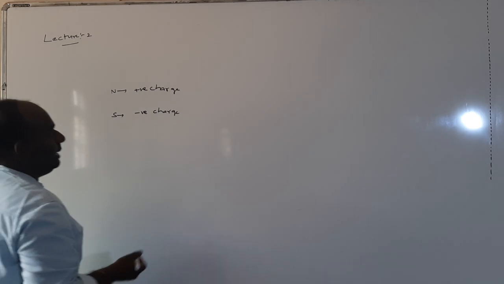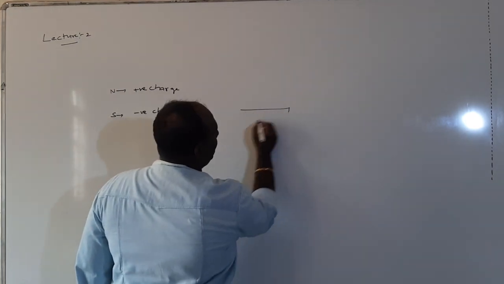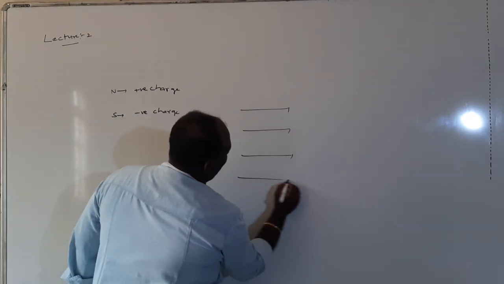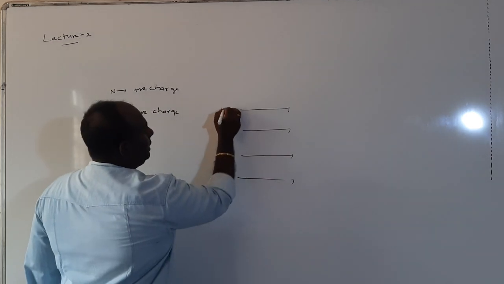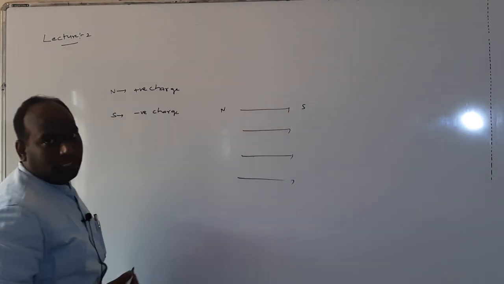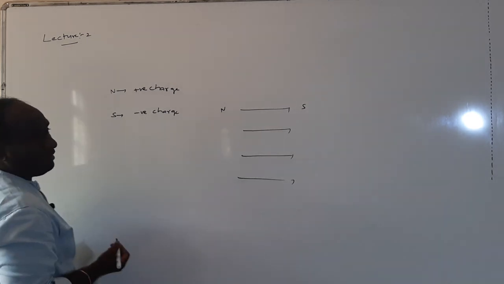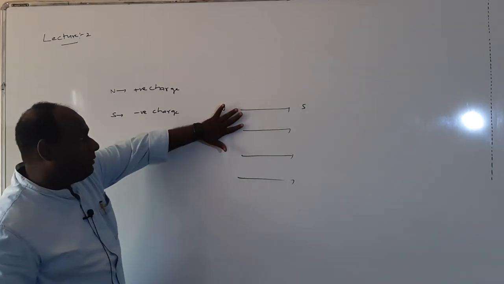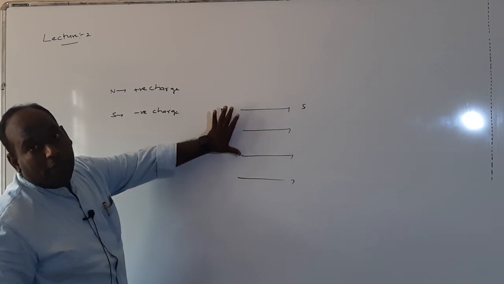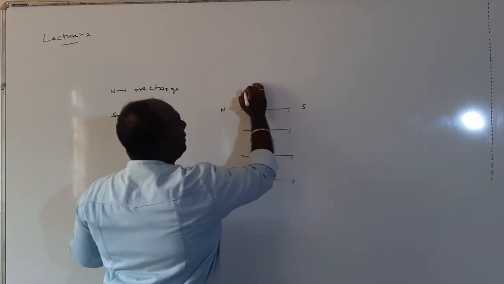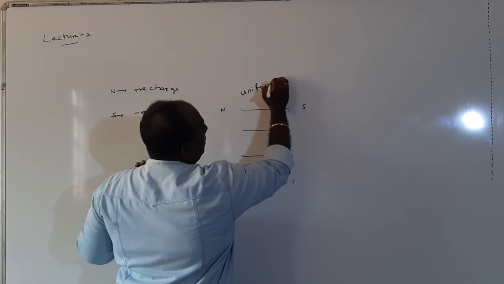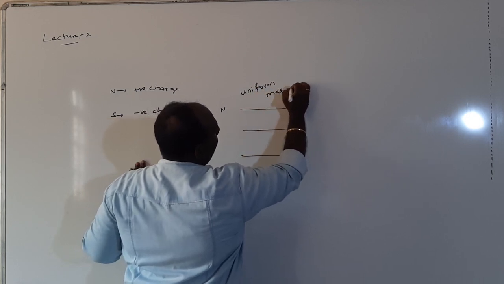So if you draw magnetic field lines like this, it indicates that here the north pole is there, here the south pole is there. This is the direction of the magnetic field lines. If the magnetic field lines are equispaced, then the field is uniform. This indicates a uniform magnetic field.